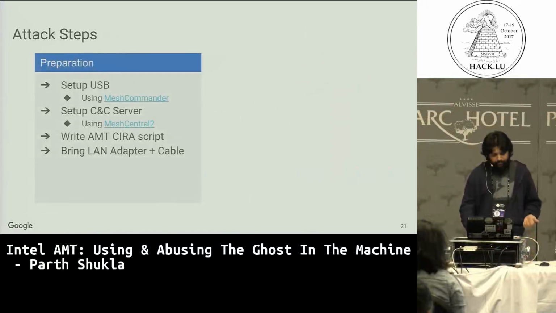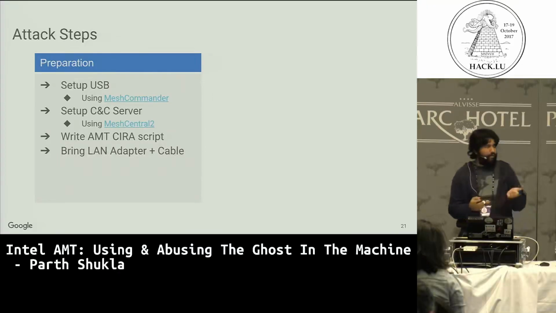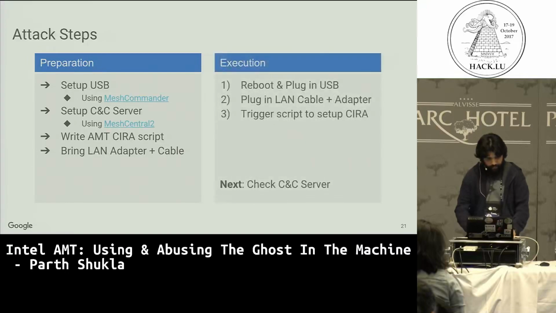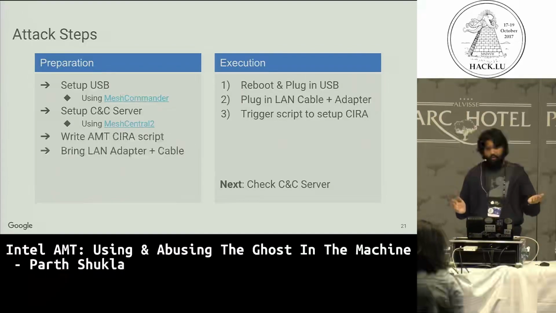So attack steps. And this is where I can't see my slides. Preparation: set up USB using Mesh Commander, set up command and control server using Mesh Central 2, write AMT Sierra script, bring a LAN adapter and cable. And then for the execution: reboot, plug in USB, let the provisioning complete, plug in LAN cable and maybe an adapter, depending on the laptop I'm attacking, trigger the script, and then walk away.